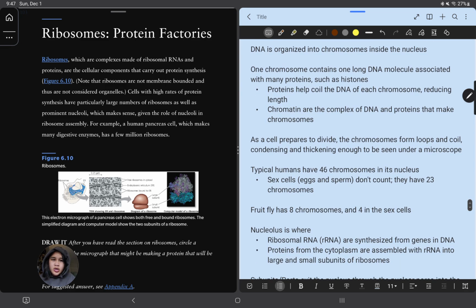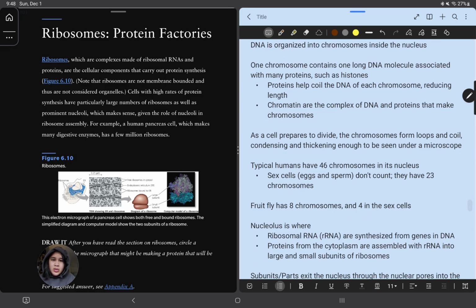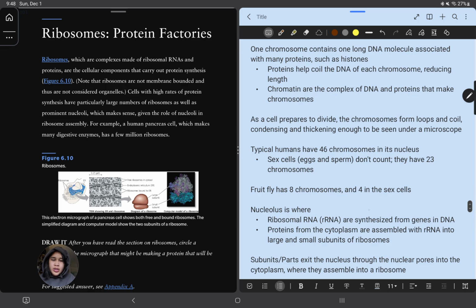DNA is organized into chromosomes inside the nucleus. One chromosome contains one long DNA molecule associated with many proteins, such as histones.